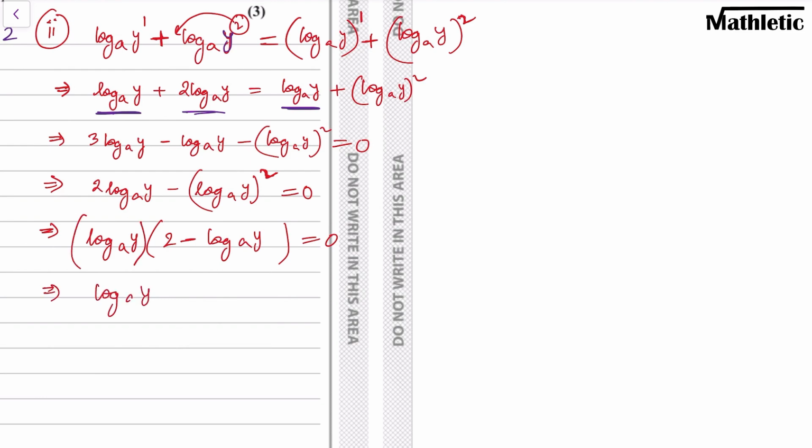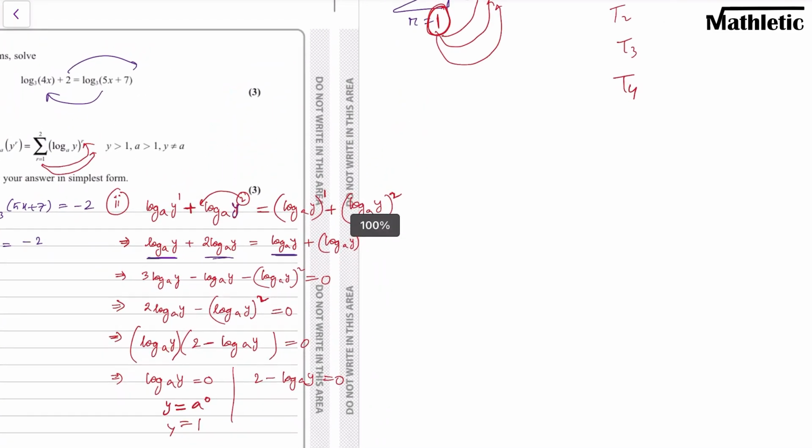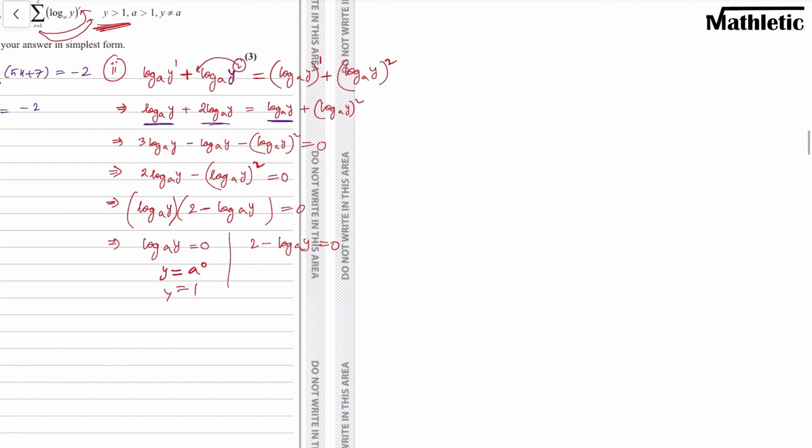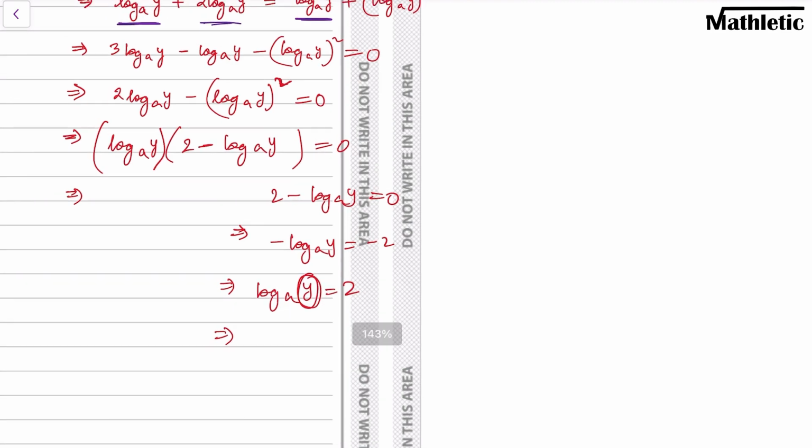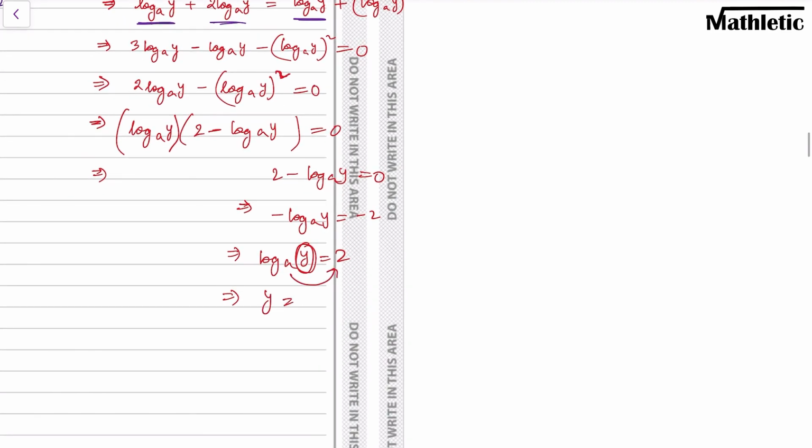So log_a y equals 0, and 2 minus log_a y equals 0. This will give us a value of y equals 1, but y has to be greater than 1, so that's why we cannot take this part. So you can just continue with the right side. So log_a y is minus 2, so log_a y is 2. Next, when you subject this y, a will be shifted to the right side, and this will give us a square.